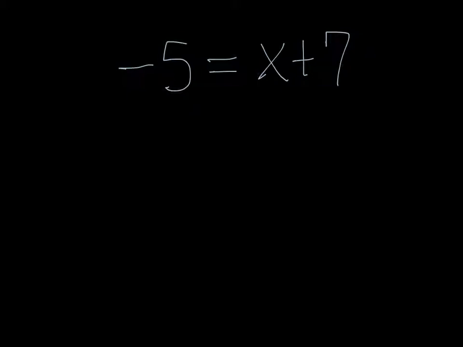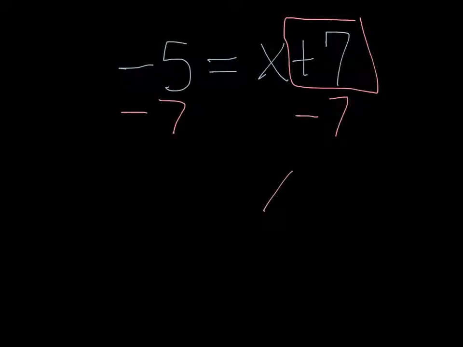The goal is to get our letter on one side and our number on the other, right? So here I have a plus 7 on the right hand side, and I want to equal it out to 0 so that x is by itself. So I need to minus 7 on both sides. So now the x is by itself.